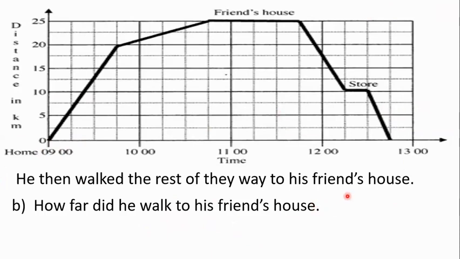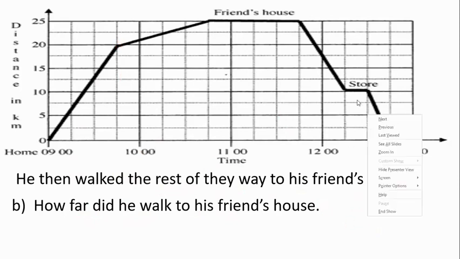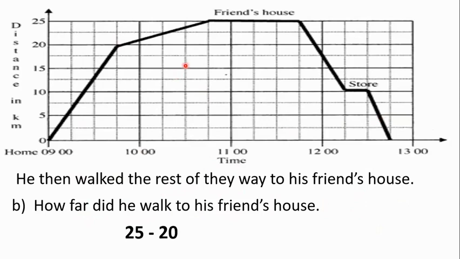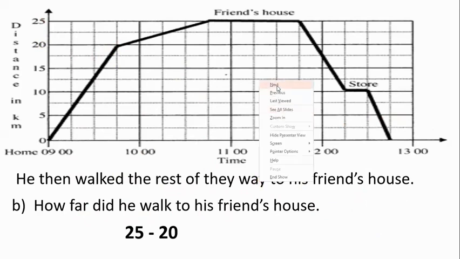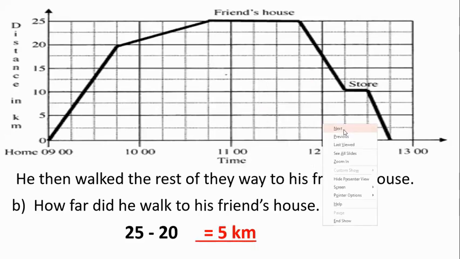He then walked the rest of the way to his friend's house. How far did he walk to his friend's house? Remember, his tire got flat, and he walked the rest of the way. See here? Remember the tire got flat right here, and this is the friend's house up here. So 25 take away 20 is equal to 5 kilometers. All right, good. Now let's move along.